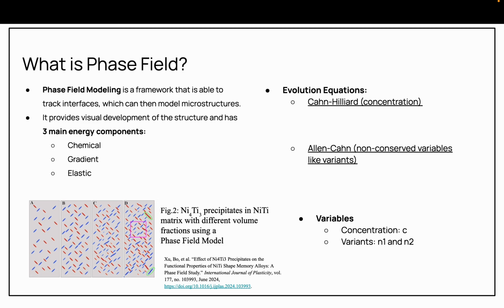Phase field modeling is a framework that is able to track interfaces, which can then model microstructures. The phase field has three components: chemical, gradient, and elastic. These all contribute to the total free energy of the system, shown here. There's also use of evolution equations, such as Cahn-Hilliard, which is responsible for the concentration and models evolution in the microstructure. Allen-Cahn is responsible for the orientation variance of Ni4Ti3 precipitates in the matrix, shown here.